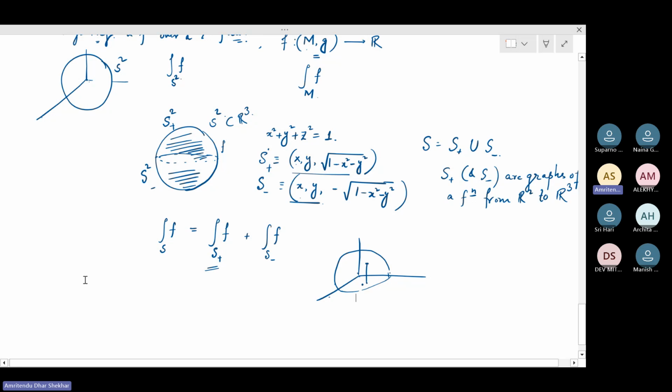Now, as before, what we did for a curve was that we had a function on a curve, but you could write a portion or a piece of the curve as an image over an interval I. Here also, you can write a portion or a piece of the surface as an image or a graph of this particular function, which in this case is x, y, square root of 1 minus x squared minus y squared.